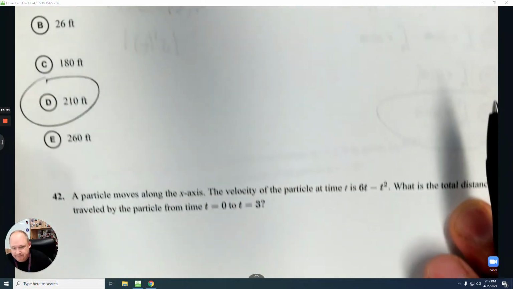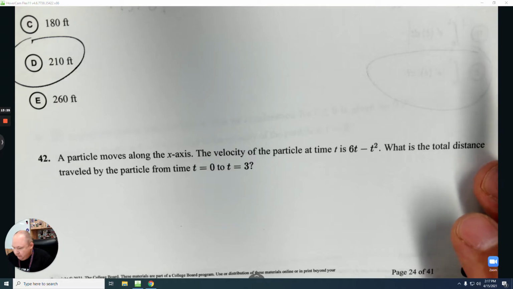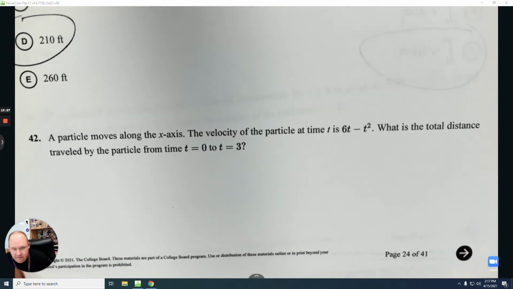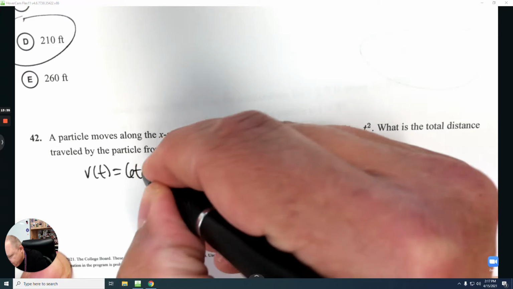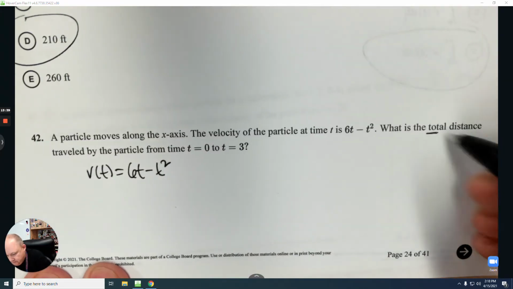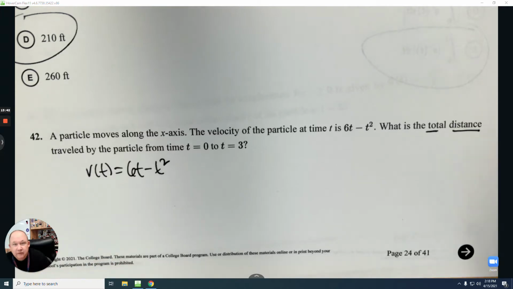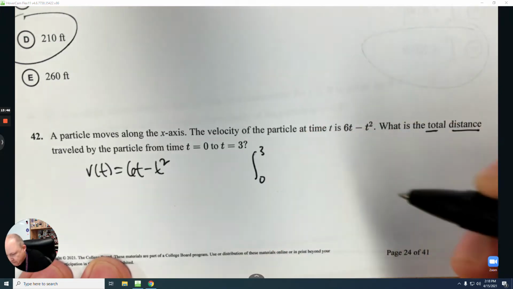Number 42. In number 42, a particle moves along the x-axis. The velocity of the particle is 6t subtract t squared. So I'm going to write that down. That's the velocity. It asks, what is the total distance from 0 to 3? The total distance is found by integrating, and we're going to integrate from 0 to 3.